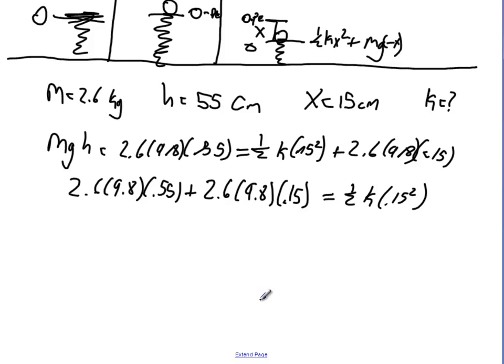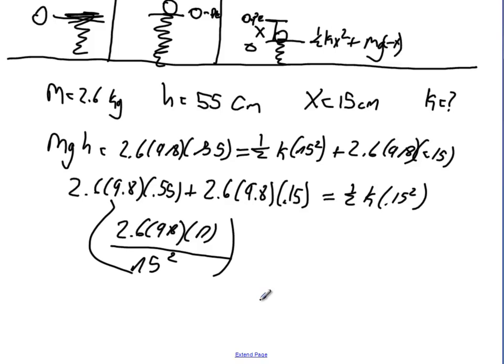Okay? If you finish working out the math here, you're going to end up with 2.6 times 9.8 times 0.7 divided by 0.15 squared, and then this whole thing would be multiplied by 2 because of that half, and that equals k, and so k is about 1,590 newtons per meter.